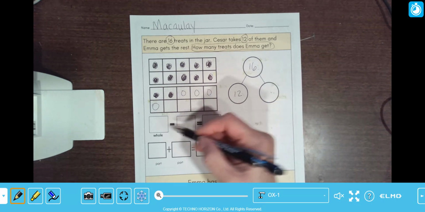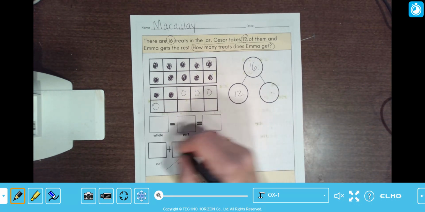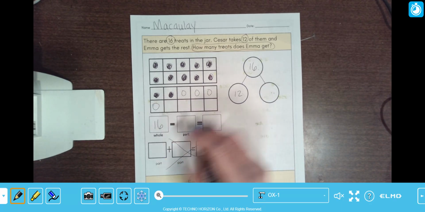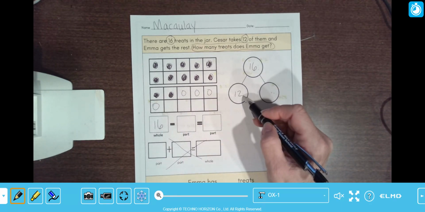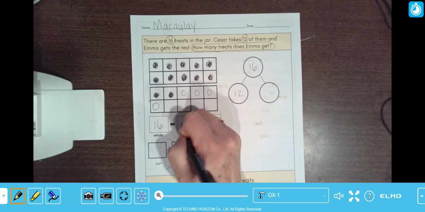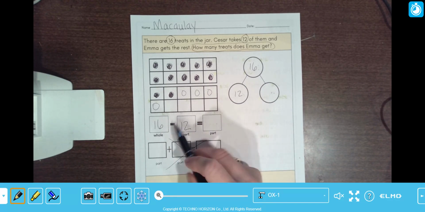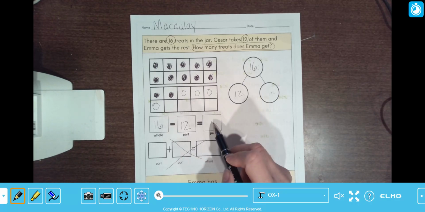So let's put subtraction right here. This one, we're not going to use this one. So let's do it this way. 16 minus, and we know the other number is 12, so let's do 12. And this is going to be the answer. Whatever 16 take away 12 is, the answer is going to be right here.